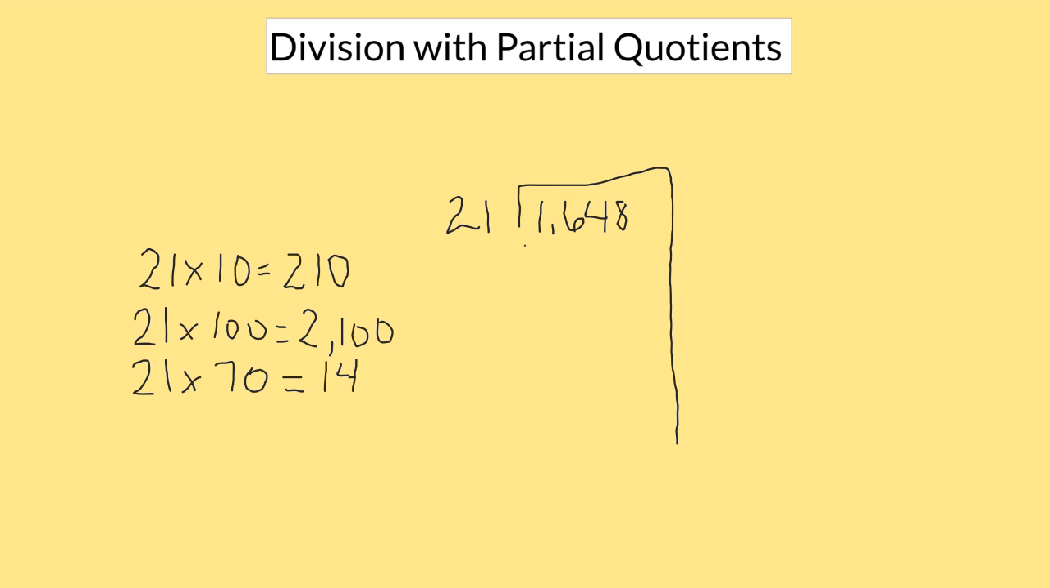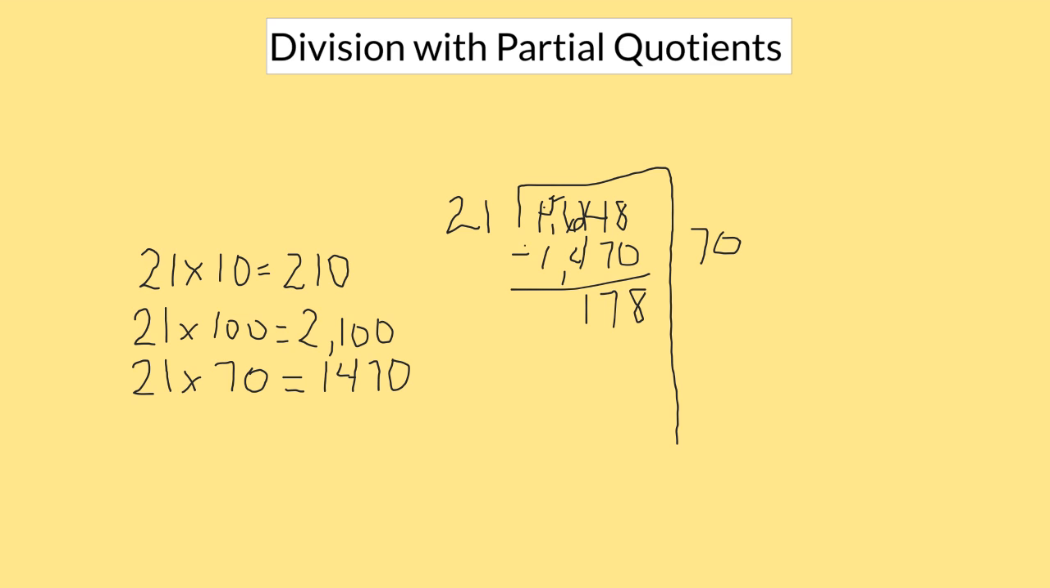Hey, that's a good chunk. That 21 times 70 is 1,470. That's pretty close to what I've got there. So I'm going to take out 70 groups of 21. Remember, division is making groups. So I'm going to subtract out the 1,470 that are in those 70 groups. And I'm going to get an answer of 178. That's all I have left.